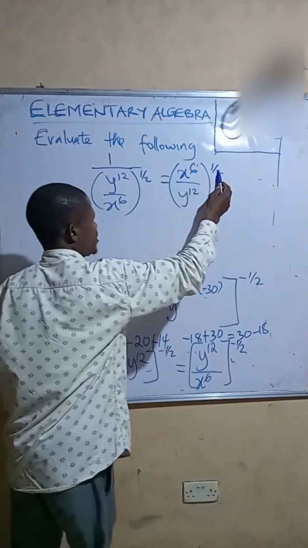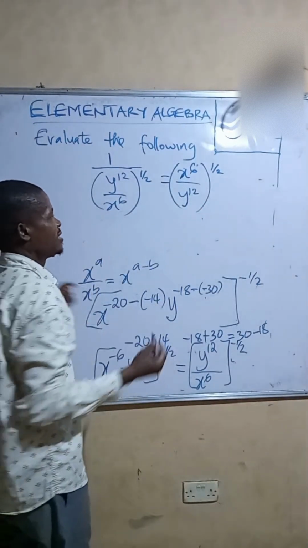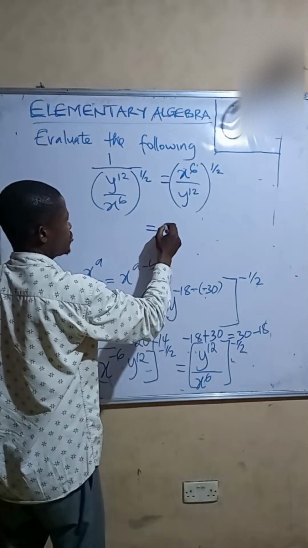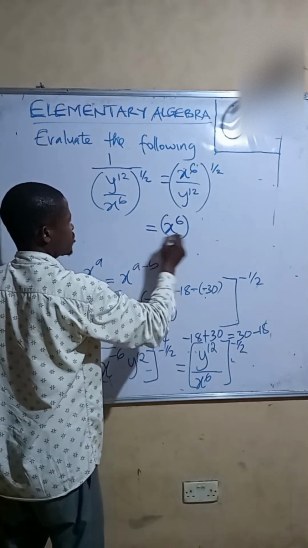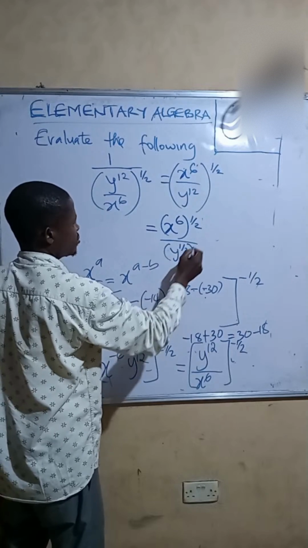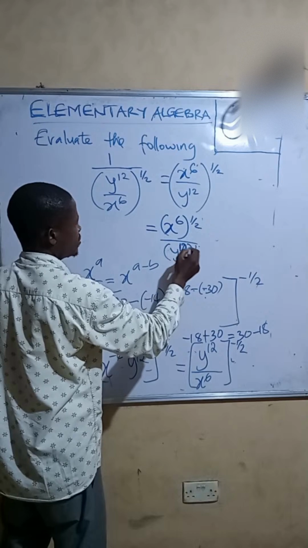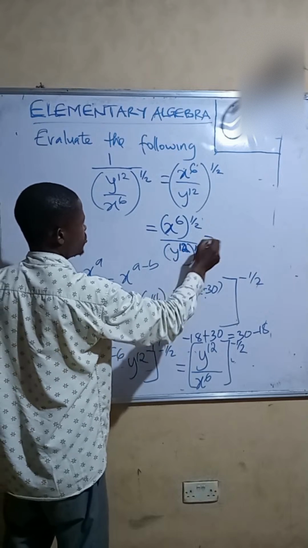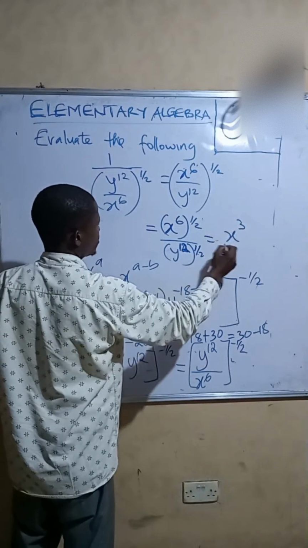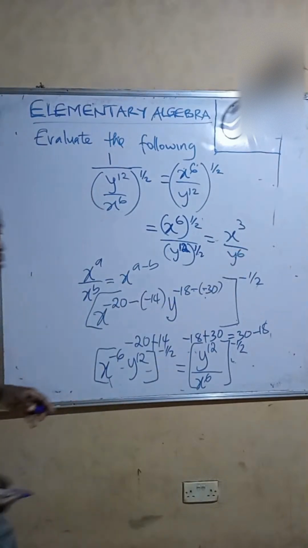And then this 1 over 2 is going to affect the top and the bottom, the numerator and the denominator. That will be equal to x6 times 1 over 2, and then y12 times 1 over 2, y to power 12 times 1 over 2. So this will be equal to x3 over y6. So that's that question.